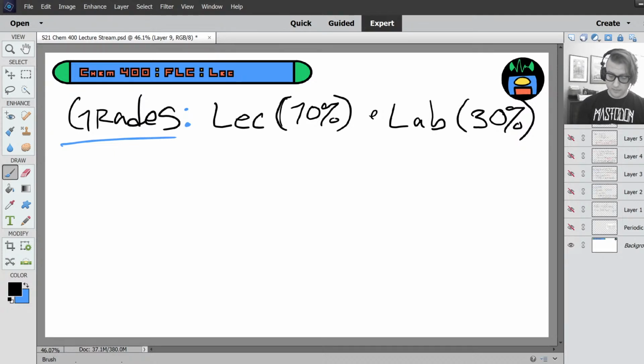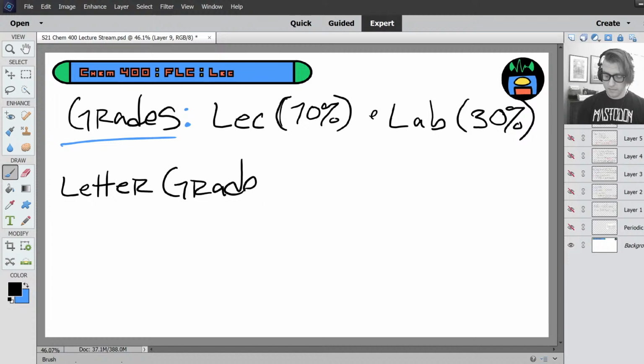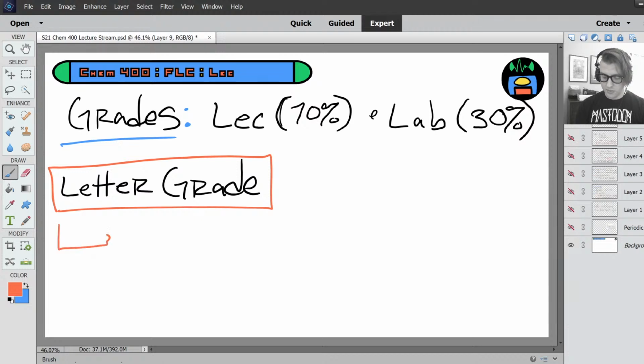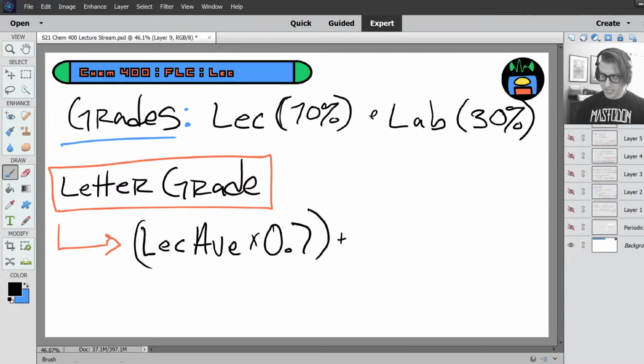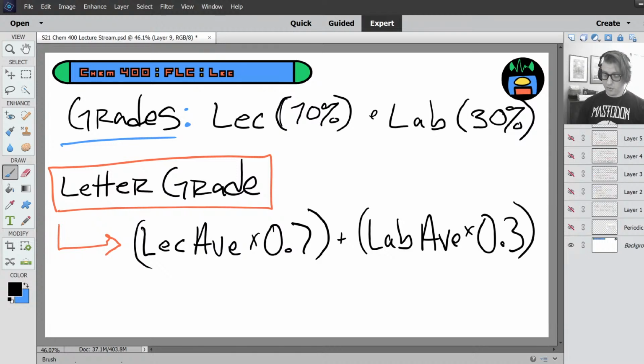Your letter grade is equal to your lecture average times 0.7 plus your lab average times 0.3. All right. Multiply lecture by 0.7, multiply lab by 0.3, add them together. That is your overall standing in the class.